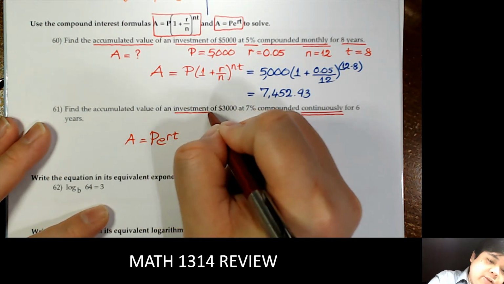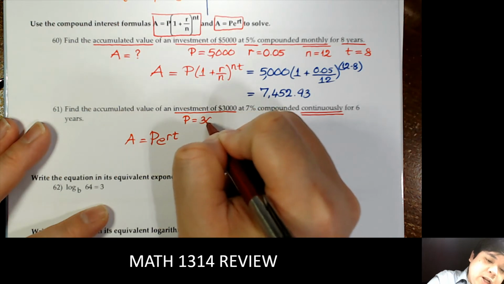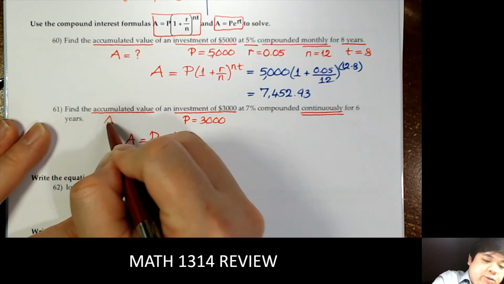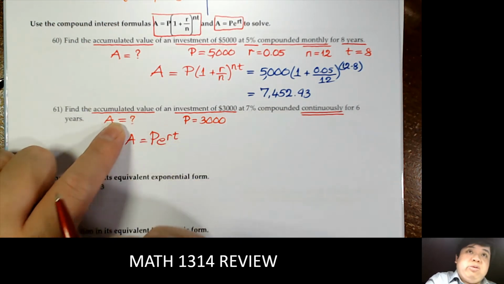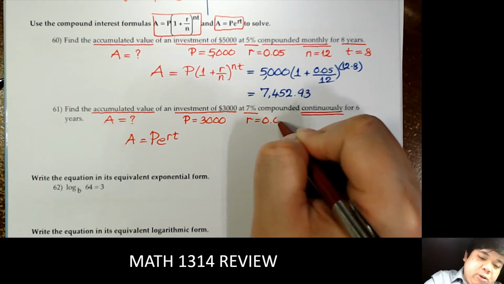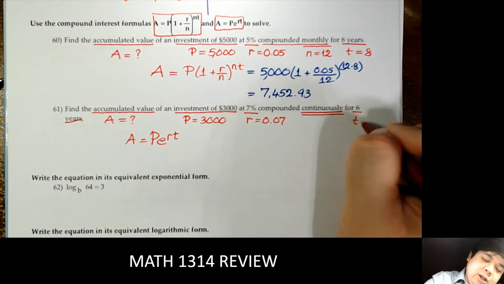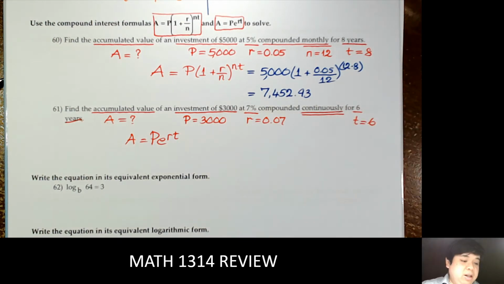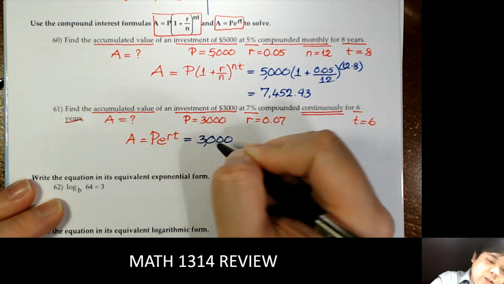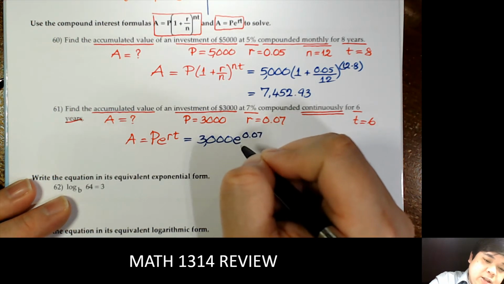Now, investment of 3,000. That's the principal. Accumulated value, that is the future value, which we don't know because we're asked to find it. 7%, that's the rate in decimal, for 6 years, t equal to 6. Pretty much we have everything. We'll just put in the formula: 3,000, r is 0.07, t is 6.